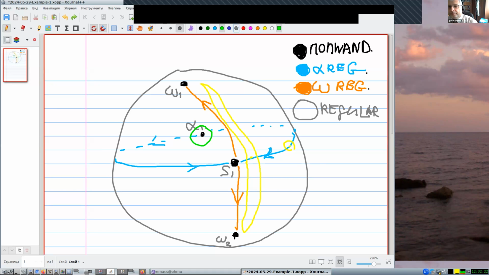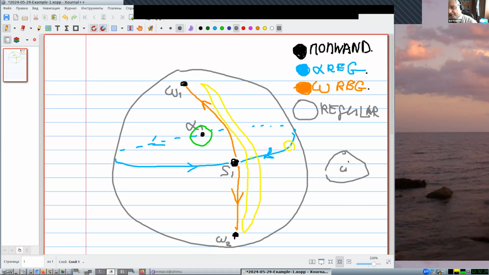I will just draw them. We have the corresponding omega regular components as ring 1 and ring 2.